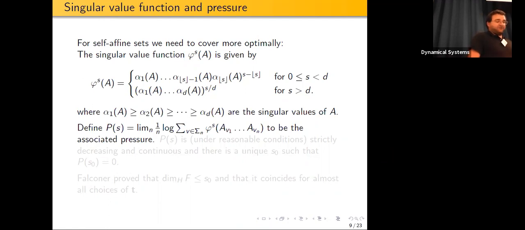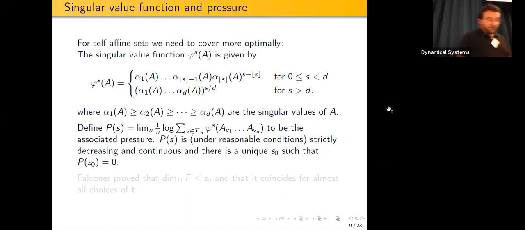And if you plug this into this pressure-like formula, you just sum over all the words and you take the usual limiting process. Well, the zero of this pressure gives you the right exponent. It tells you the Hausdorff dimension of it. And the first major result was Falconer in '88, who proved that this is typically the case. So typically, this unique zero will give you the Hausdorff dimension of the set. It's always an upper bound. And it also coincides with, for example, the box counting dimension, other nice dimensions.